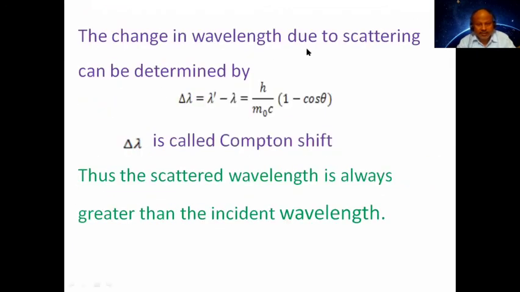The change in wavelength due to scattering can be determined by del lambda is equal to lambda dash minus lambda is equal to h upon m0c into (1 minus cos theta). Here del lambda is called the Compton shift. Thus, the scattered wavelength is always greater than the incident wavelength. This is complete about the Compton effect.